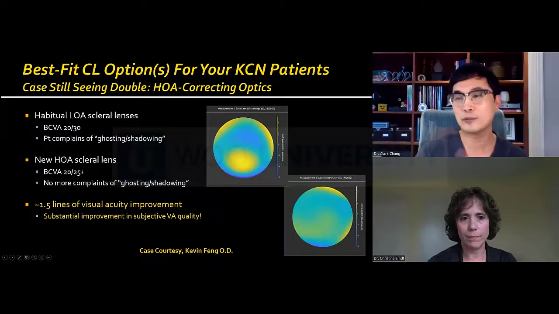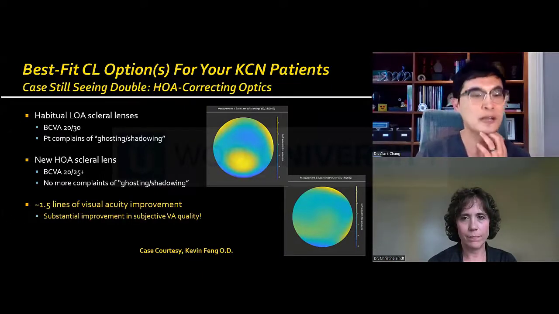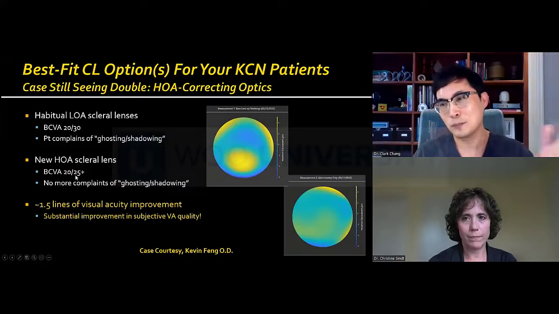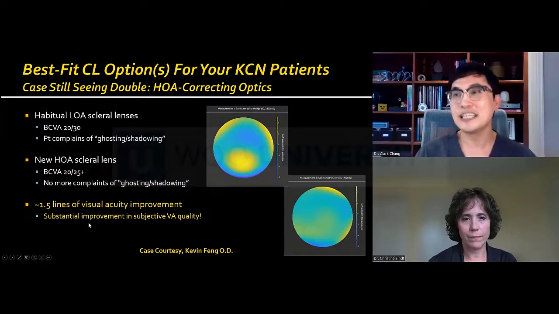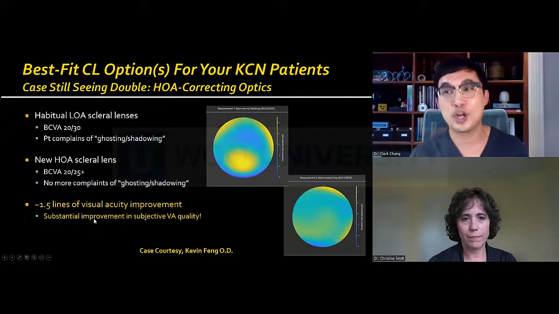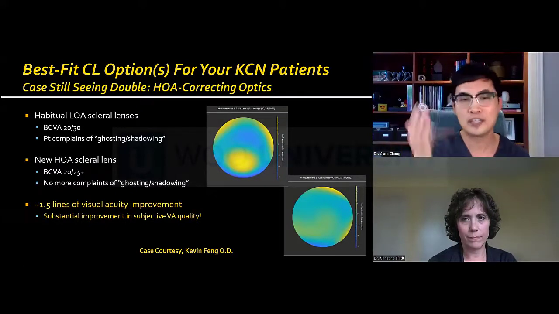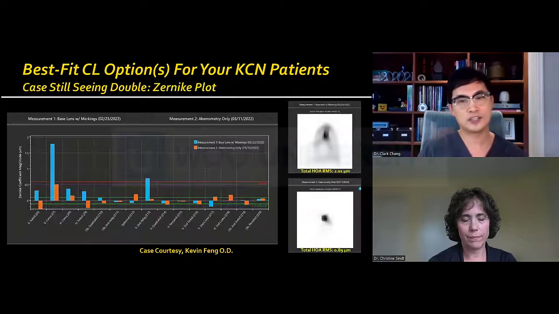I don't even think we have to look at the magnitude. You could see the distribution and say, oh, okay, that vertical coma is largely reduced. So that explains going from 20/30 to 20/25 plus. But for the patient, she doesn't care that she picked up a line and a half. She cared that she didn't see any more ghosting or shadowing when both eyes are working together, or if she covers her left eye and views just out of the right eye.